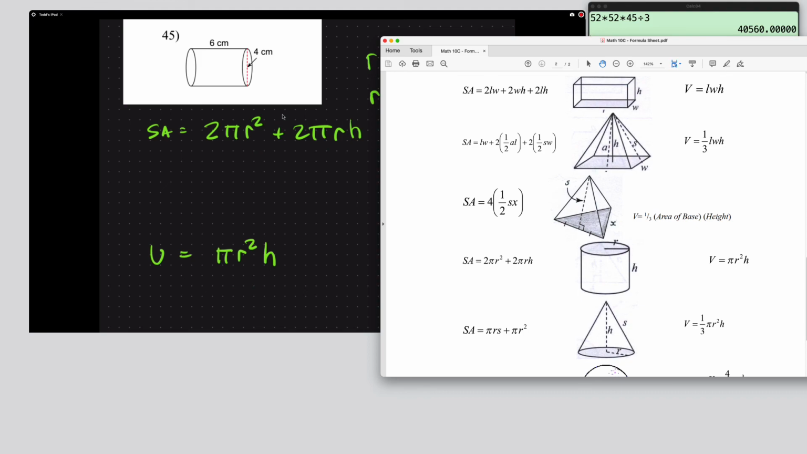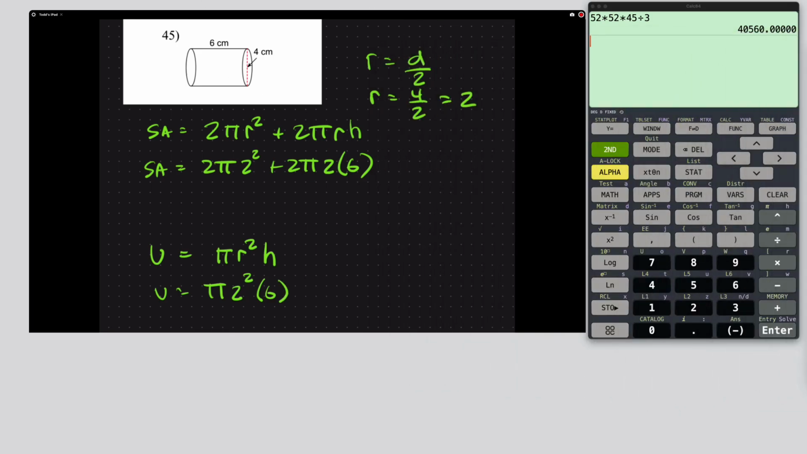So now we just simply go surface area equals 2 pi 2 squared plus 2 pi 2 times 6. Okay, and for the volume, I would just go volume equals pi times 2 squared times the height, which is 6. And doesn't get any simpler than that. We just, oops, I think I was covering that work when I was doing it by the formula sheet there. Now we just got to punch this in.